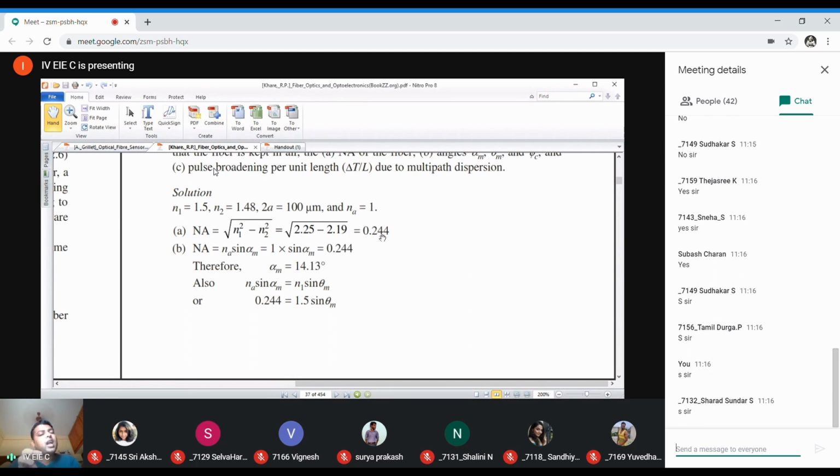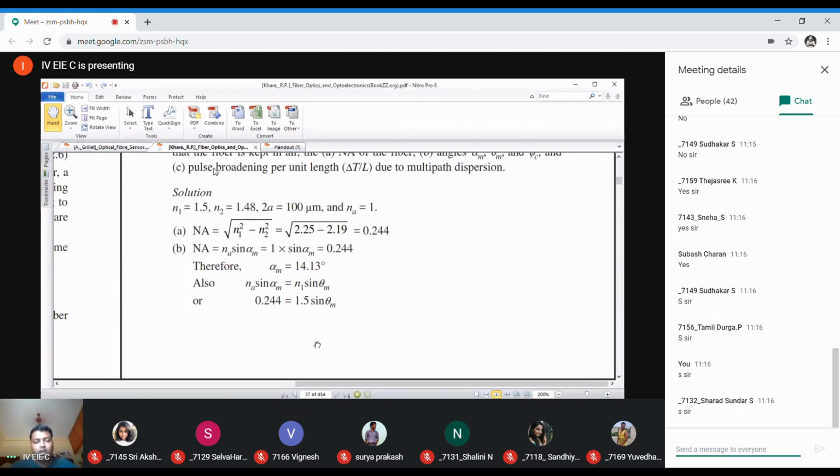Okay, and we know the value of n0 times sine alpha m is nothing but the numerical aperture's value. So we are going to substitute the value of 0.244 here. And we know the value of N1 is given there as 1.5. So from this relation, we can find theta m completely. So this is how you need to deal with the problem.